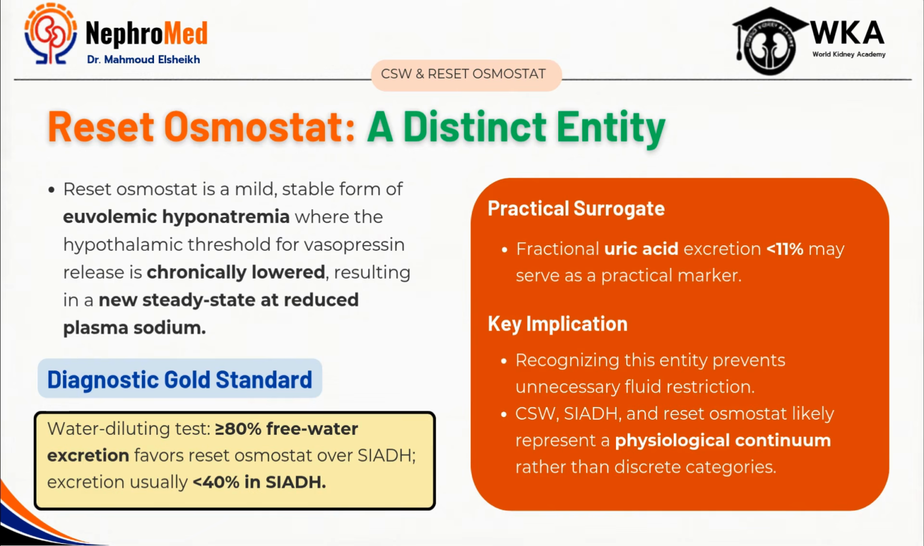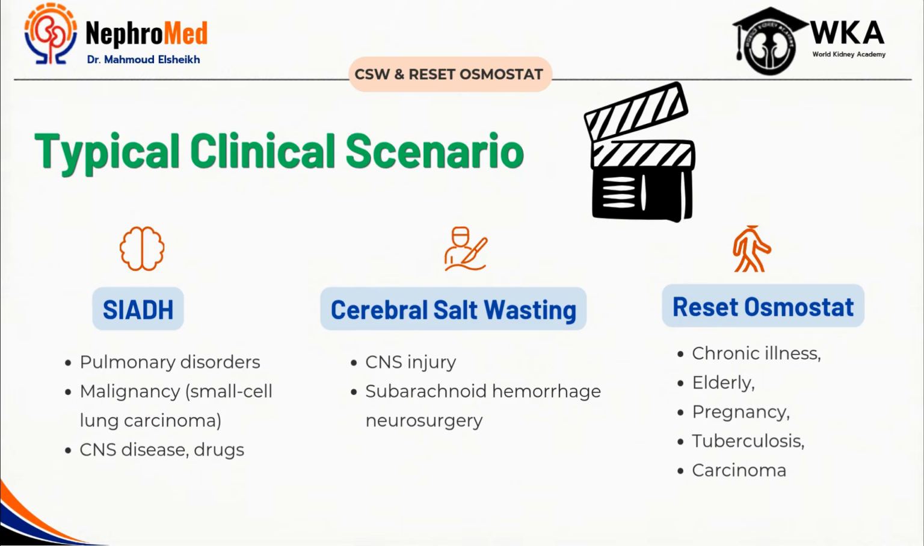And interestingly, many experts now believe that SIADH, cerebral salt wasting, and reset osmostat may not always represent completely separate diseases, but rather points along a physiological continuum of disturbed water and sodium dysregulation. Sometimes the clinical context itself gives important clues before lab interpretation even begins. For SIADH, the classic associations are pulmonary disease, central nervous system disorders, medications, and malignancies, especially small cell lung carcinoma. So whenever you see unexplained euvolemic hyponatremia in a patient with pneumonia, stroke, meningitis, antidepressant use, or small cell lung cancer, SIADH may be very high on your differential diagnosis list.